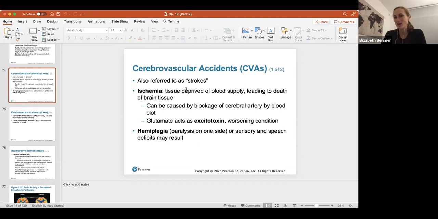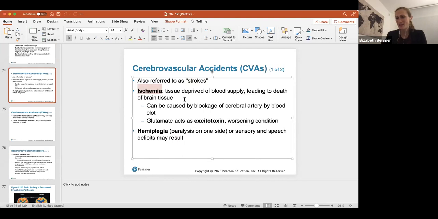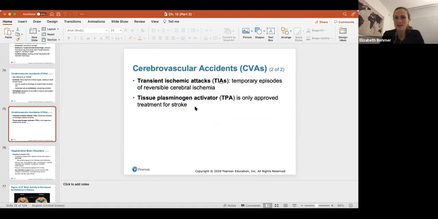Cerebrovascular accidents, CVAs, are often called a stroke. It is caused by ischemia, where the tissue is deprived of blood supply, which leads to death of that particular brain tissue. This could be caused by a blockage of a cerebral artery by a blood clot. This is why blood clots are very scary, because one could travel to the brain and form a blockage. Glutamate can act as an excitotoxin, which could worsen the condition. Hemiplegia is paralysis on one side, and sensory and speech deficits may result. We can also have transient ischemic attacks, and tissue plasminogen activator is the only approved treatment for stroke.